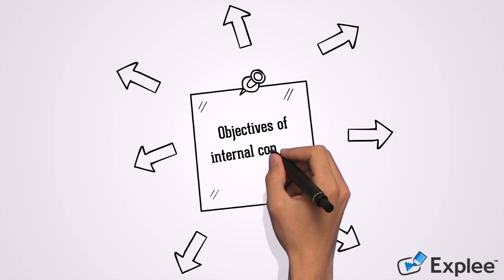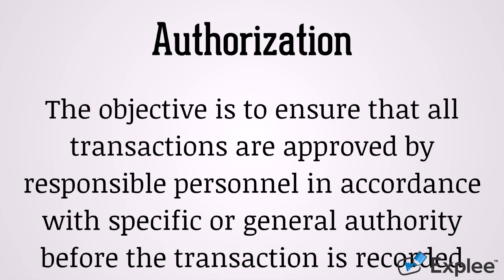Objectives of internal controls. Authorization. The objective is to ensure that all transactions are approved by responsible personnel, in accordance with specific or general authority before the transaction is recorded.